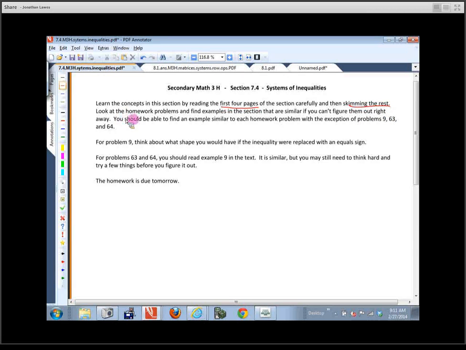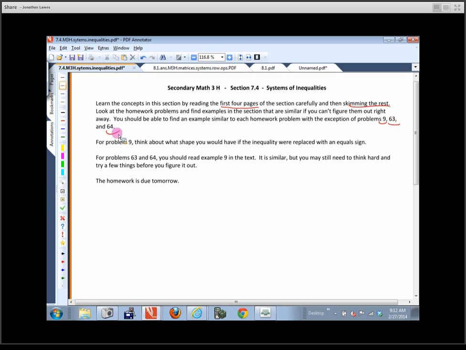Look at your homework, and if you can do the homework, great. If not, find an example in the section that's similar to whatever homework problem you're trying to do. I think you're going to be able to find an example that's similar to most of the homework problems except for 9, 63, and 64.